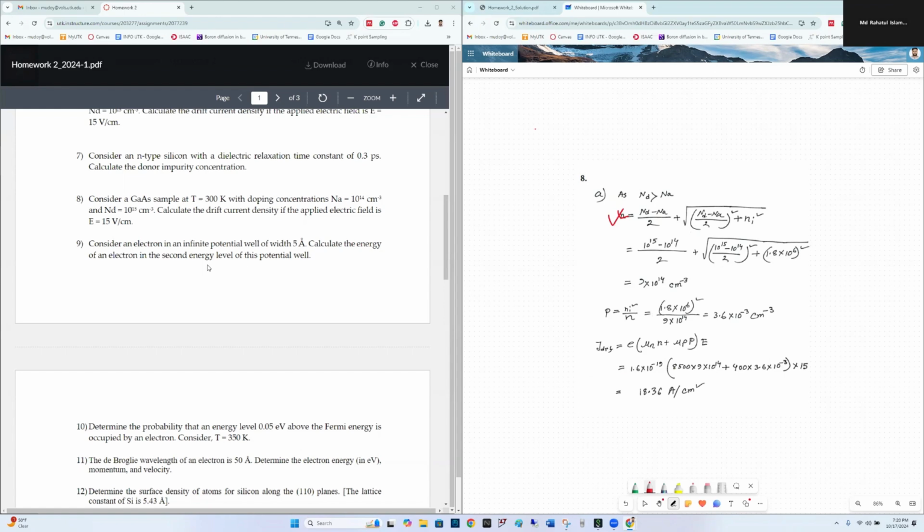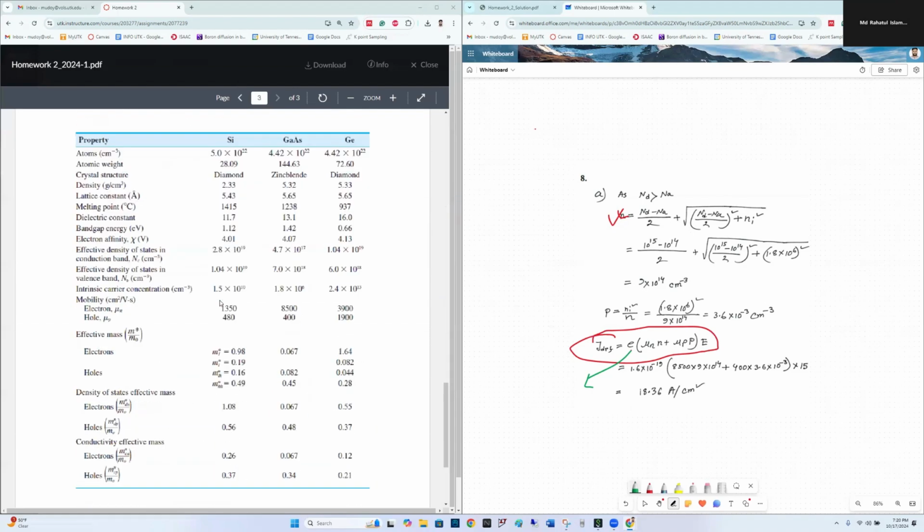What is required? We have to calculate the drift current density. This is the formula of the drift current density, and we know the value of e, which is 1.6 times 10 to the power minus 19, and mu n, the mobility of electron in gallium arsenide, because this problem is for gallium arsenide.